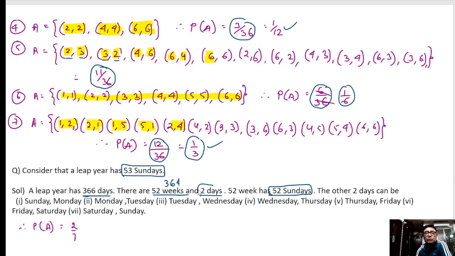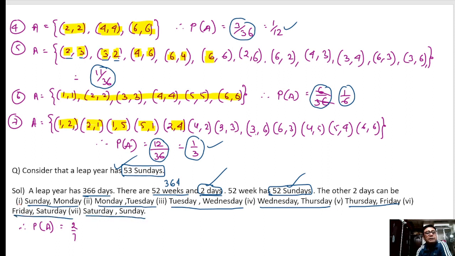And in the next 2 days, 52 weeks has 52 Sundays, but we need 53 Sundays. So the remaining 2 days can be of what options? It can be Sunday, Monday; Monday, Tuesday; Tuesday, Wednesday; Wednesday, Thursday; Thursday, Friday; Friday, Saturday; or Saturday, Sunday.